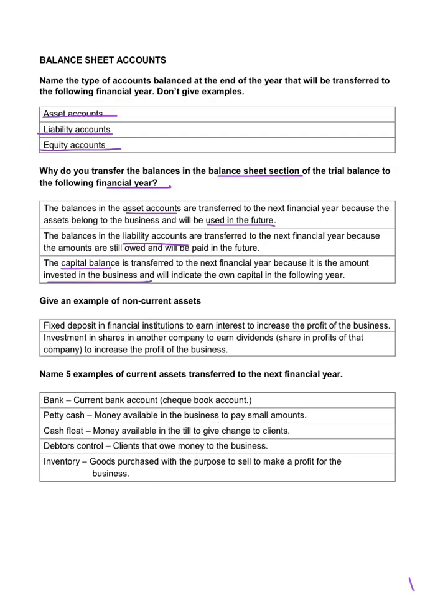Give an example of non-current assets. Non-current assets are assets that belong to the business that will be used for a long period and the value will not change within the next 12 months. For example, fixed deposits that we have in financial institutions like banks, and the purpose of a fixed deposit is to earn interest so that the profit of the business can be increased.